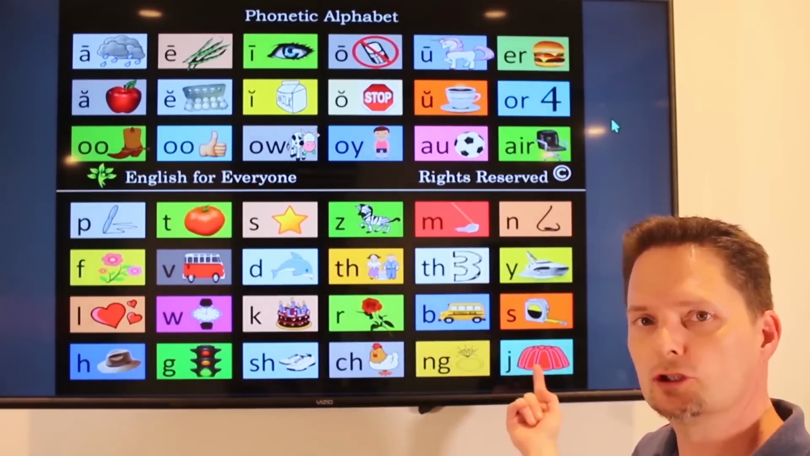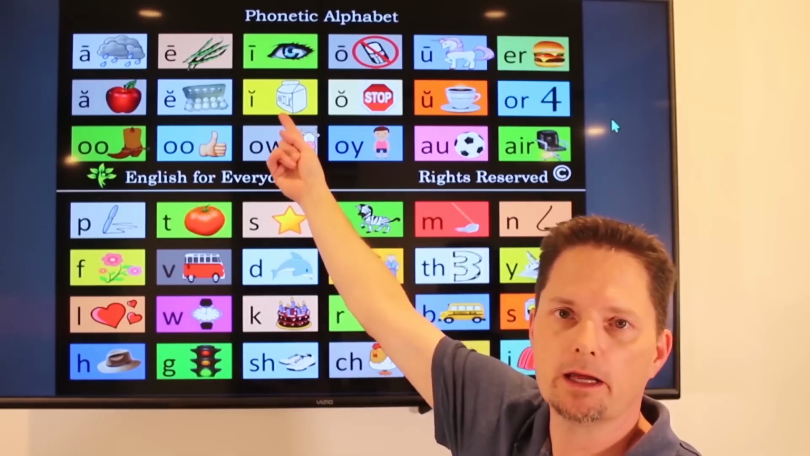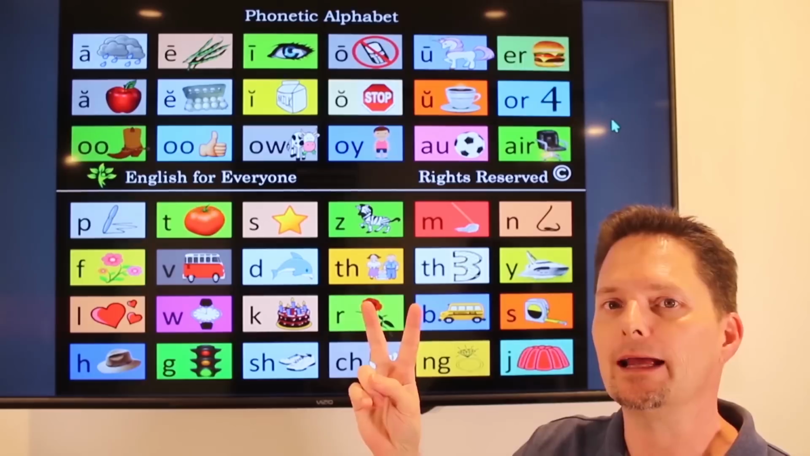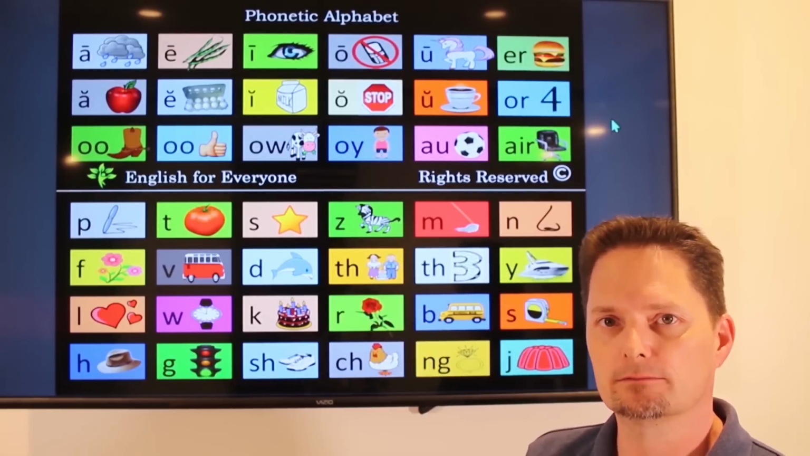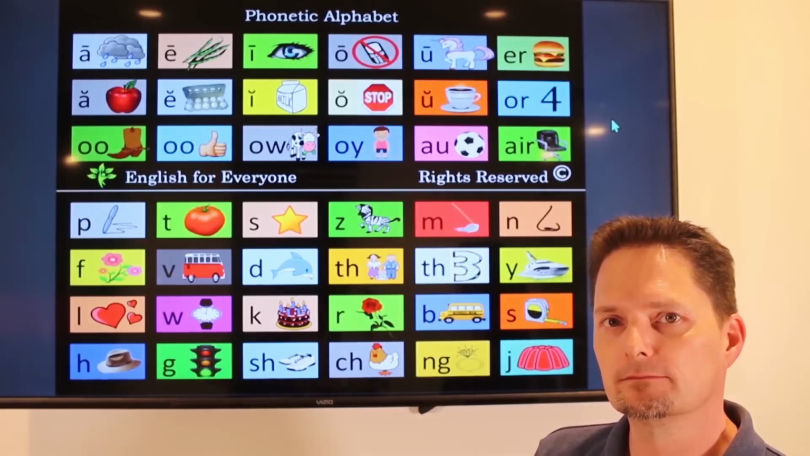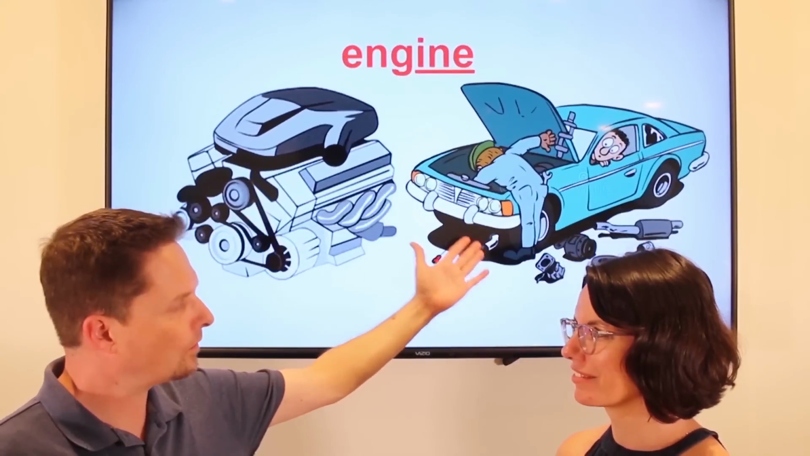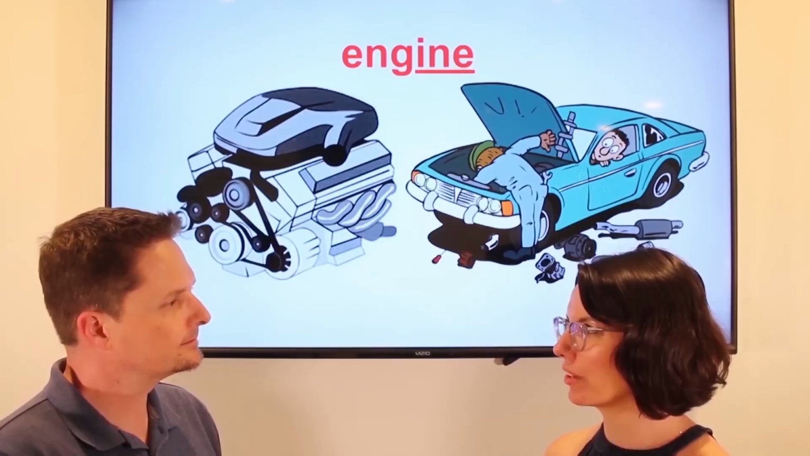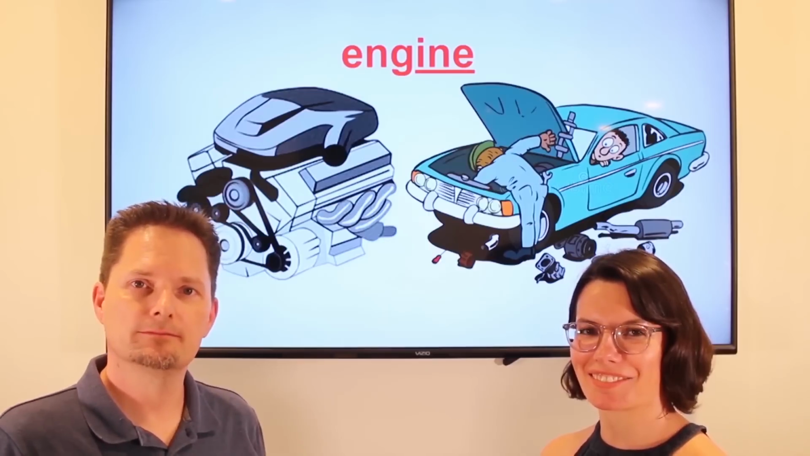N, j, strong j, eng, engine. Stress on the first syllable, engine. He has to put a new engine in his old car. Let's practice. His car is old. Does he need to put a new engine in the car? Yes, he needs to put a new engine in the car. Does he need to put a new engine in the car?